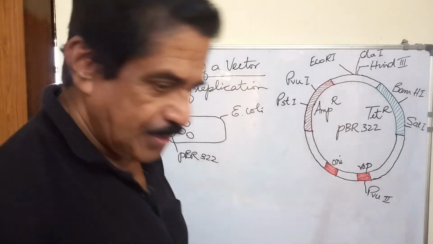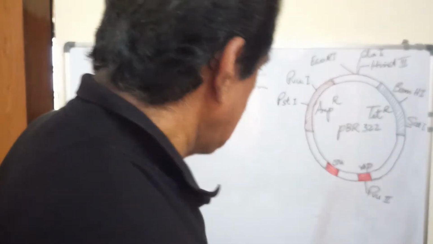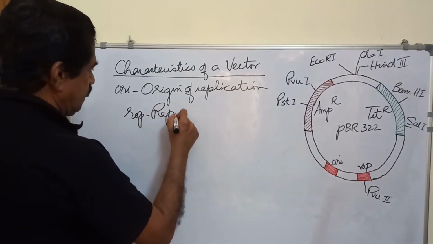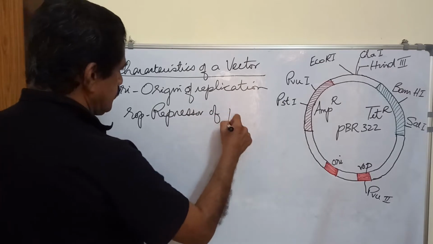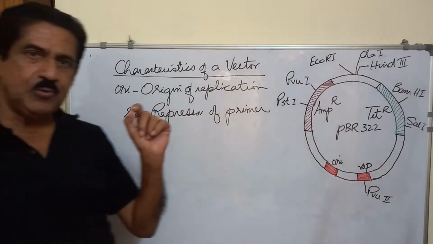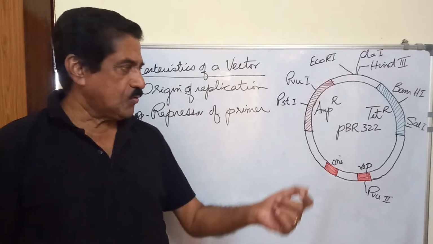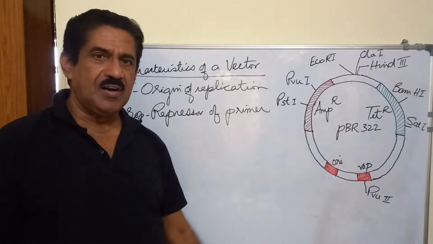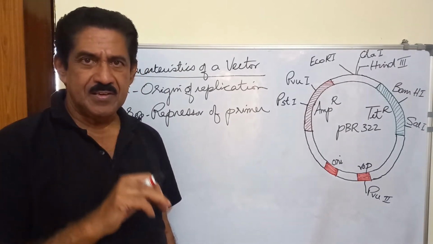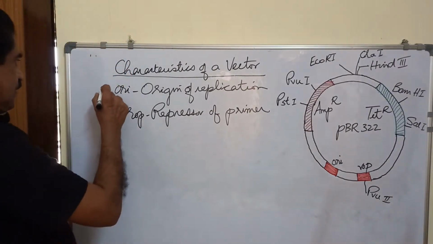Now, adjacent to the origin of replication, there is a region called rop. Full form is repressor of primer. The function of rop is to produce proteins involved in the replication of the plasmid. So both ORI and rop are involved in replication of the plasmid to produce multiple copies of the plasmid in E. coli or bacteria.